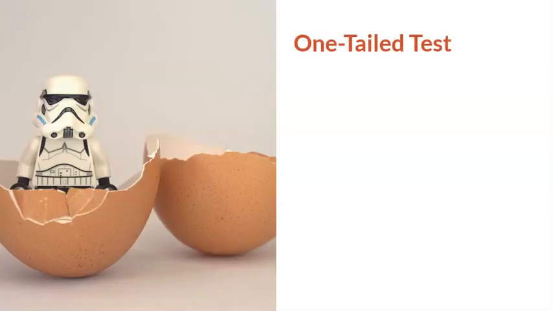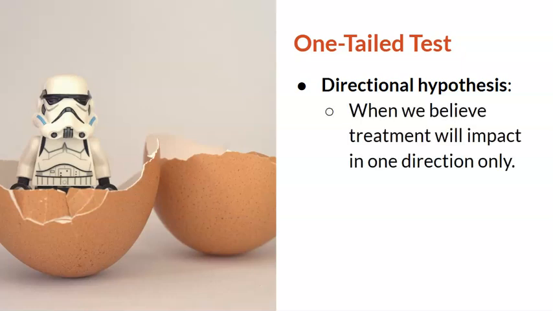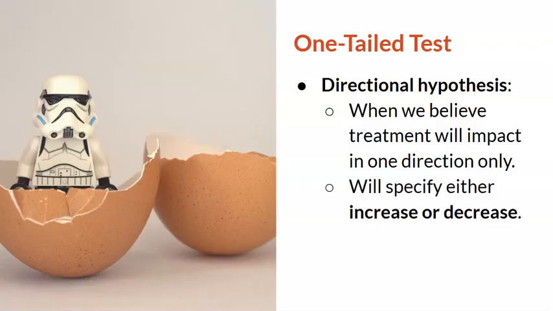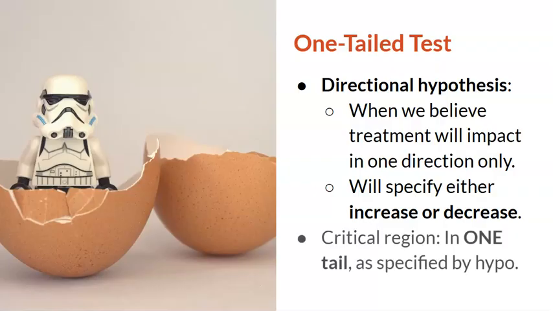On the other hand, a one-tailed test uses a directional hypothesis. The root word direction implies that we have an idea of which direction the treatment or the independent variable will impact the sample. The hypothesis will specify either an increase or a decrease in the sample score. You should see the pattern now that the critical region for this test will be in one tail, as specified by the directional hypotheses.